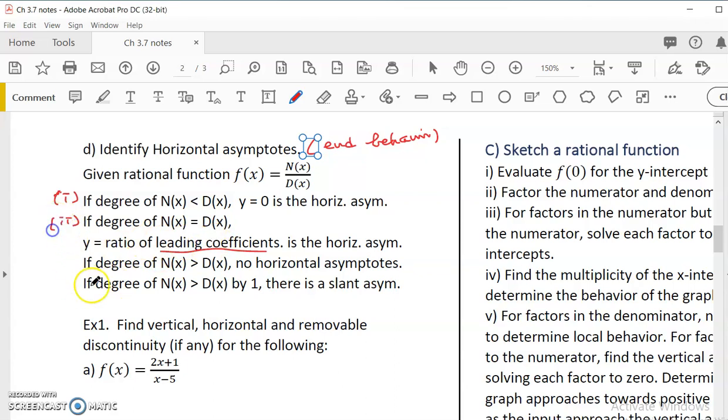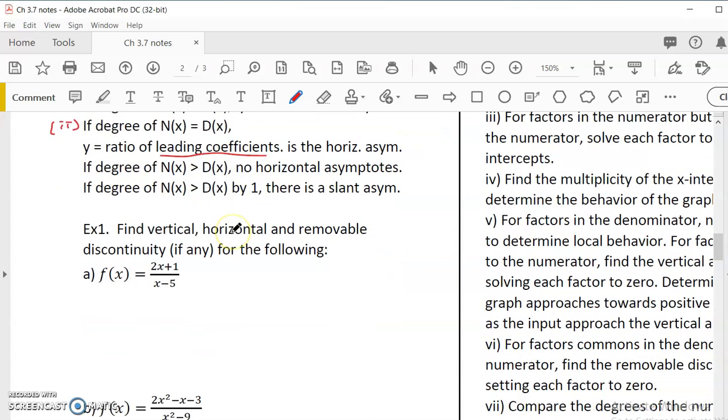What about if the denominator has a higher degree? There will be no horizontal asymptote. And as a matter of fact, if the numerator's degree is higher than the denominator's degree by just 1, then there is a slant asymptote. Okay, so let's do some examples to figure out how to do this.